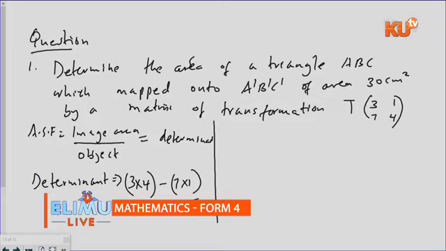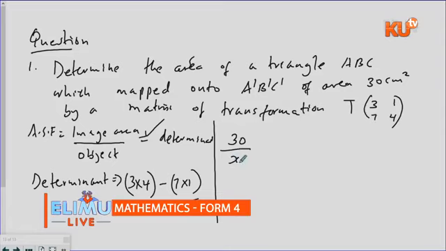So we go back to our first relationship. We are saying that the area scale factor, which is now equal to the determinant, is the image area, which is given as 30, over the object area that we are looking for.